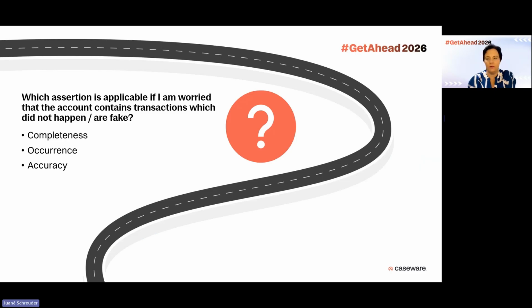Good, next poll then for us. I want to know which assertion is applicable. We now raise a risk. Which assertion would be the relevant one if I'm worried that the account contains transactions which did not happen? Those transactions are probably fake, and I'm worried that the client is recording fake transactions. So let me know, is it completeness, accuracy, or occurrence? Which one would you say?